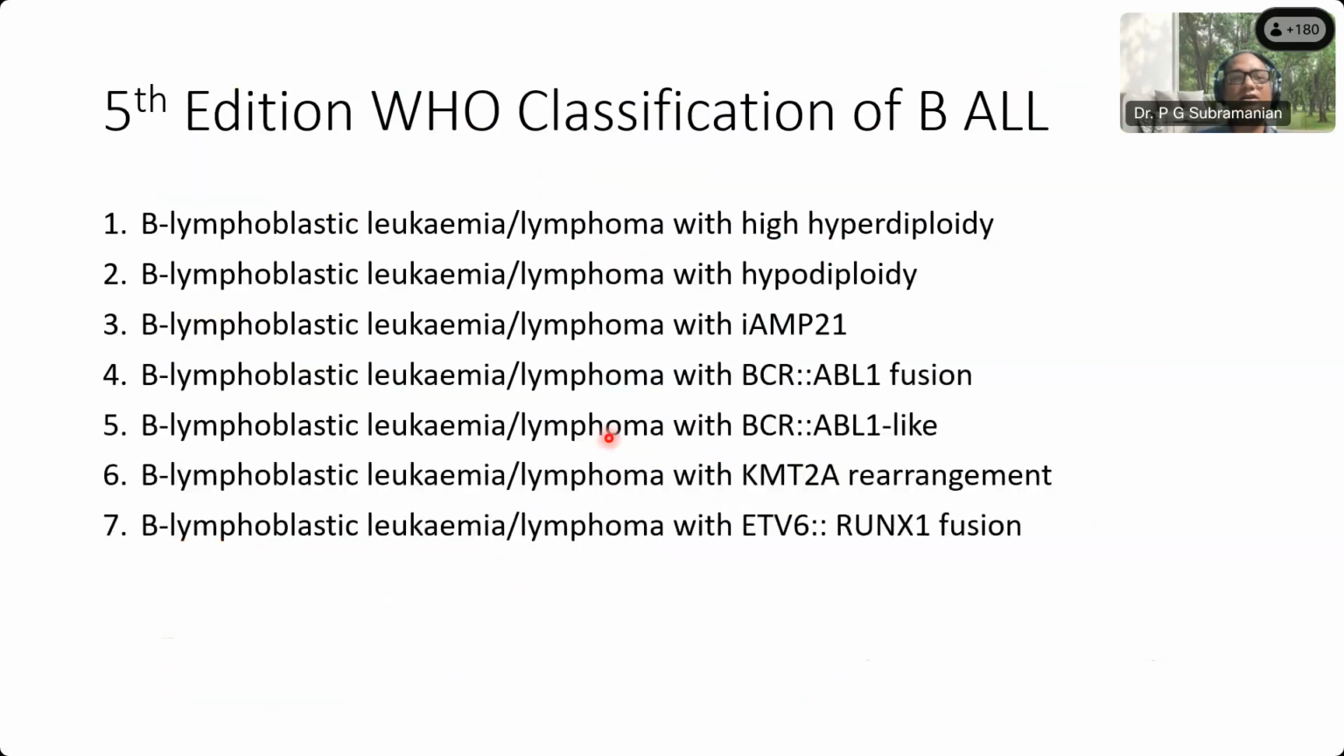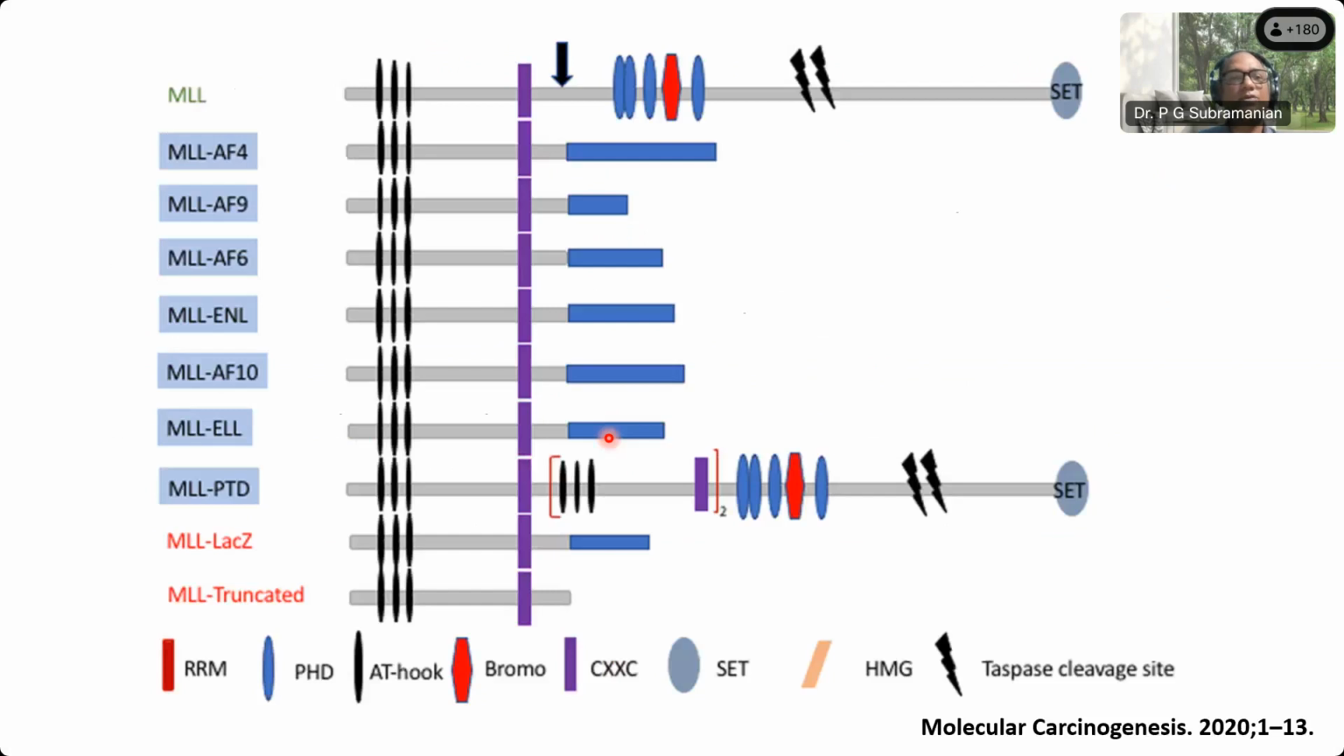MLL is otherwise known by its latest name, KMT2A. Initially, since it was coming in AML as well as ALL and in mixed lineage leukemias, it was given the name mixed lineage leukemia gene. So this gene was initially isolated or understood based on leukemia first, so it had the name MLL.